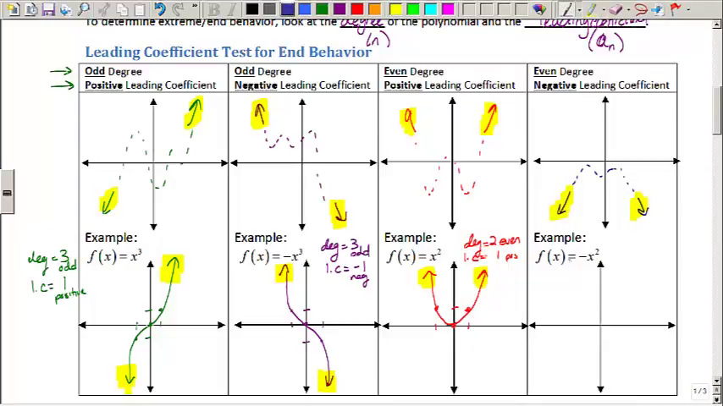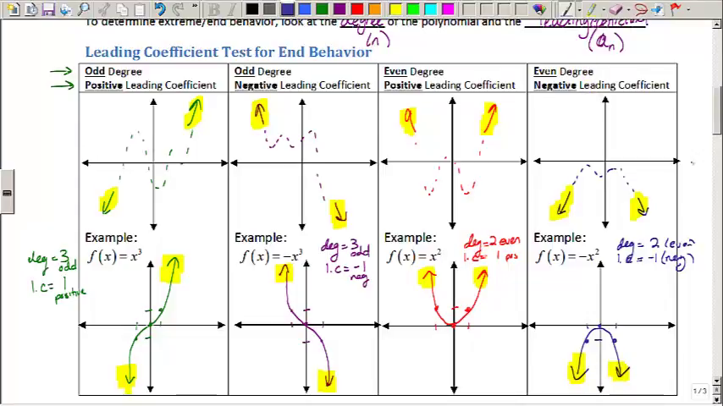Let's take a look at our example. f of x equals negative x squared. Well, we know what that one looks like. We do have a degree of 2. My leading coefficient is negative 1, which is negative. My degree is 2, which is even. I know what this looks like from previous knowledge. I know it's a quadratic function, but because there's a negative in front, it's reflected. And my end behavior does match the end behavior of an even degree and a negative leading coefficient.